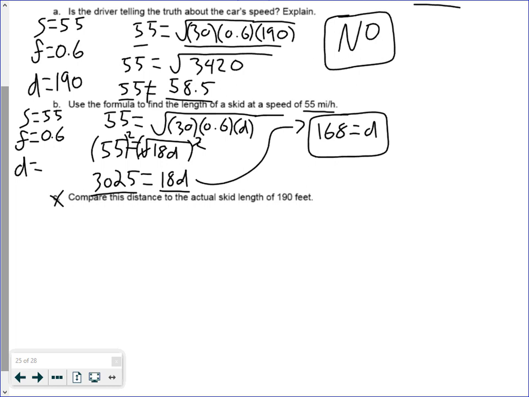1C is not in your notes. We're not going to worry about that. Because you're just comparing the distance of 168 to 190, it's not much really to do there. So we're going to go on to number 2.